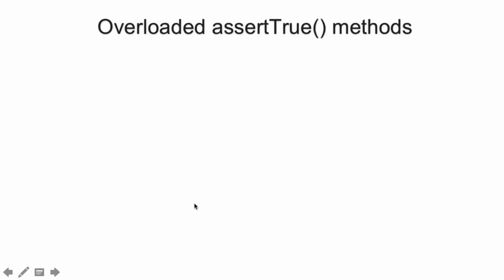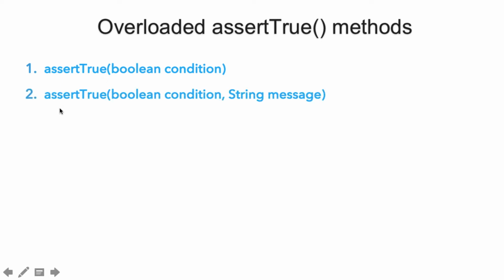Moving ahead, in the JUnit 5 new assertions API, there are many overloaded assertTrue methods. So we'll discuss those methods one by one. One static method is assertTrue. It simply takes in a boolean value and asserts whether it's true or not. The second assertTrue method takes in a boolean value and also takes in a message.